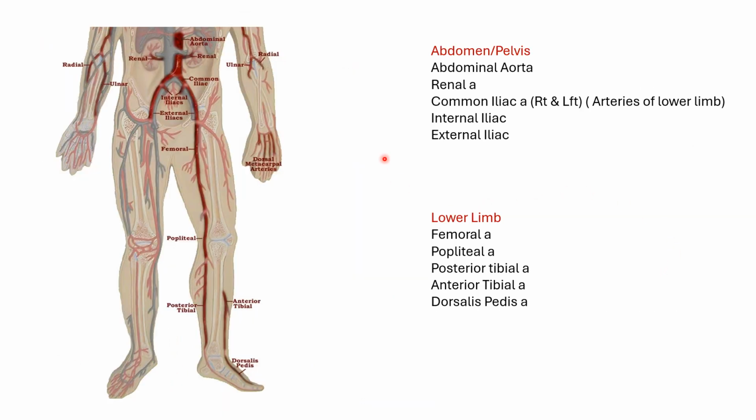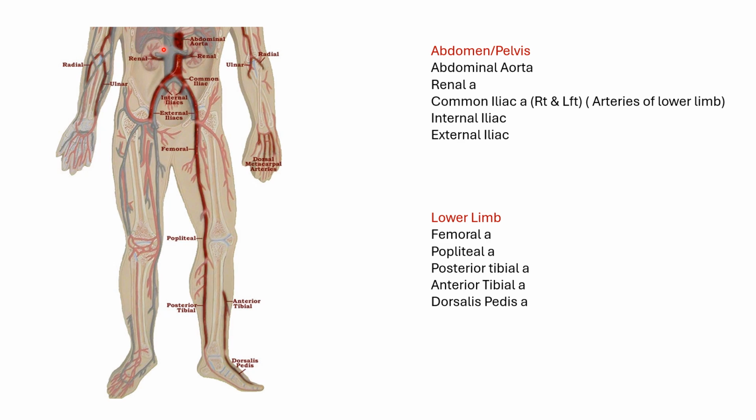Now let's move to the abdomen and the lower limb. So like I said, the descending aorta continues as the abdominal aorta, and the abdominal aorta has some branches. We want you to know the renal artery. The renal artery is a branch of the abdominal aorta. Please notice this bluish vessel over here. This is the inferior vena cava.